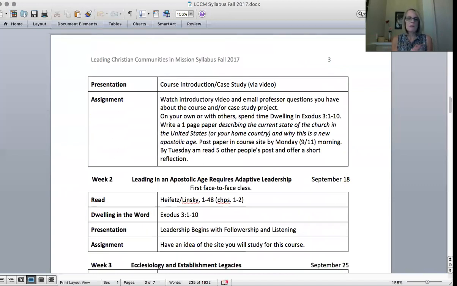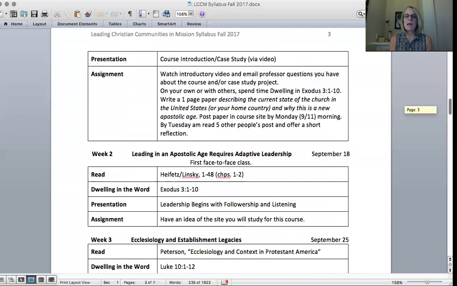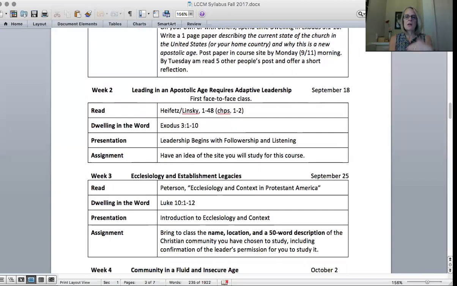So for week 2, let me just highlight, the assignment here is to have an idea already by week 2 of the community that you're going to study. Because by the next week, as you see on here, the 25th, you already have to have permission to use that site with the person there and a 50-word description of why you've chosen that site. And that needs to be posted in Moodle. So please come. We can talk about it in the breaks. We can have conversation about what you want to study.